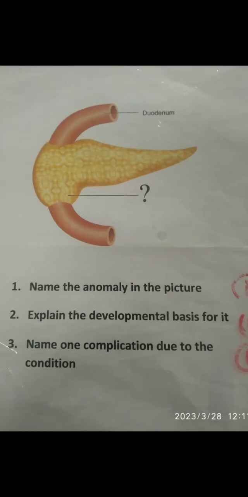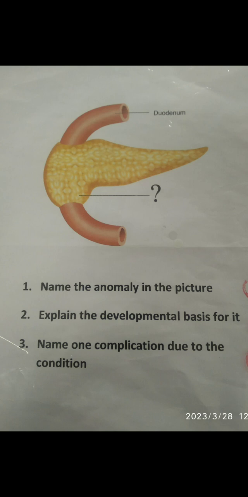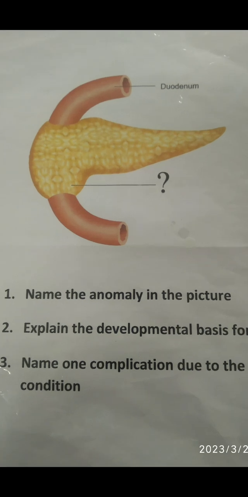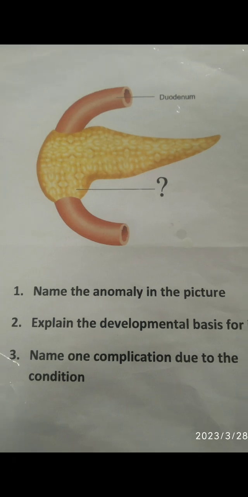In the given condition, this border signifies that the pancreas has grown around the second part of the duodenum like a cuff, called annular pancreas. The developmental basis for this annular pancreas is that the ventral pancreatic bud, which will become bifid, that is, two in number.